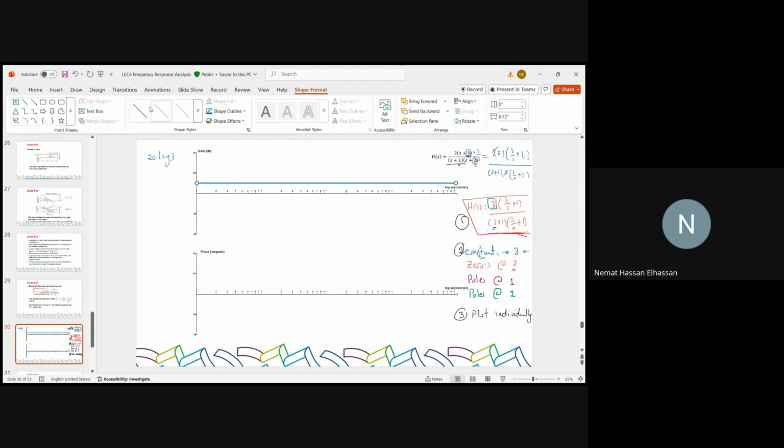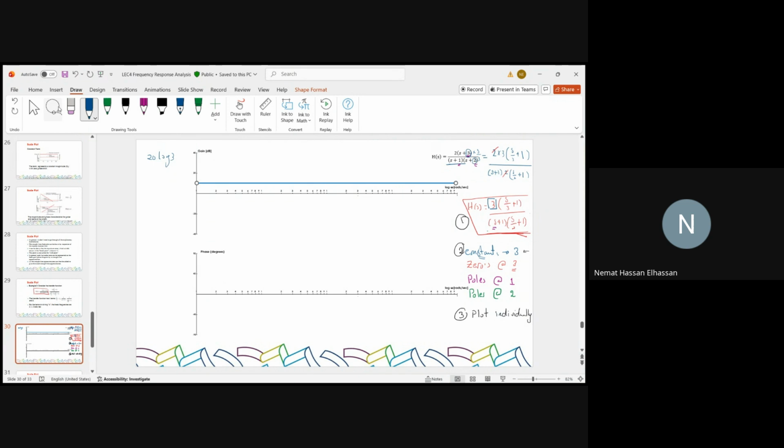So this is 20 log 3. So we've plotted the first. All constants are plotted the same. You plot the constant as a straight line with the amplitude of 20 log the value. So if it was 5, it will be 20 log 5. If it was 9, it will be 20 log 9, and so on.